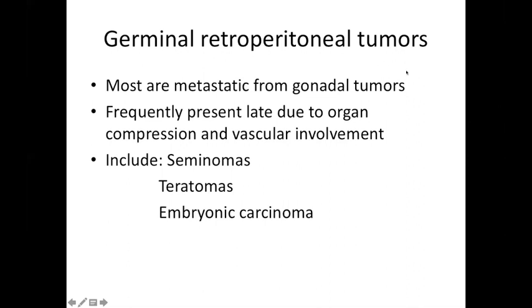I'll resume the share, which brings us to the second group of these interesting tumors or malignancy that invade into major vessels, and that's the germinal retroperitoneal tumors. Most of these tumors are metastatic from gonadal tumors. They usually present late due to organ compression and vascular involvement. They include the seminomas, teratomas, and embryonic carcinomas.